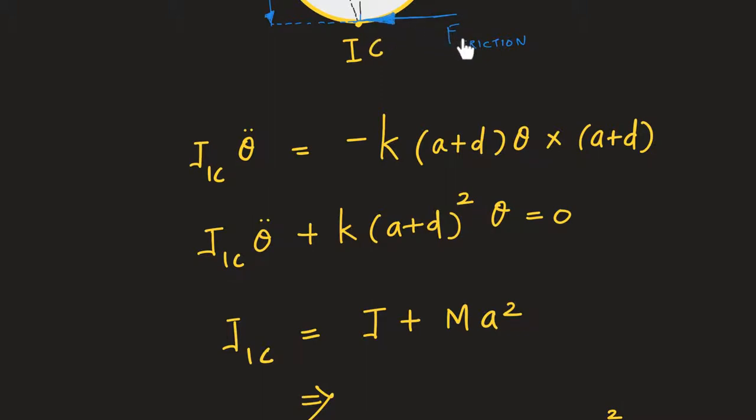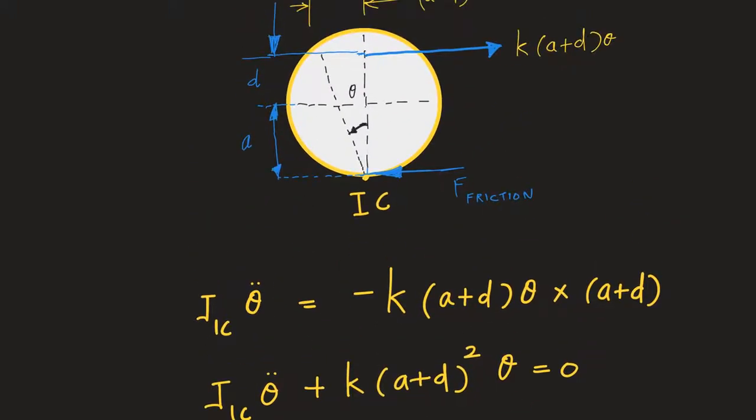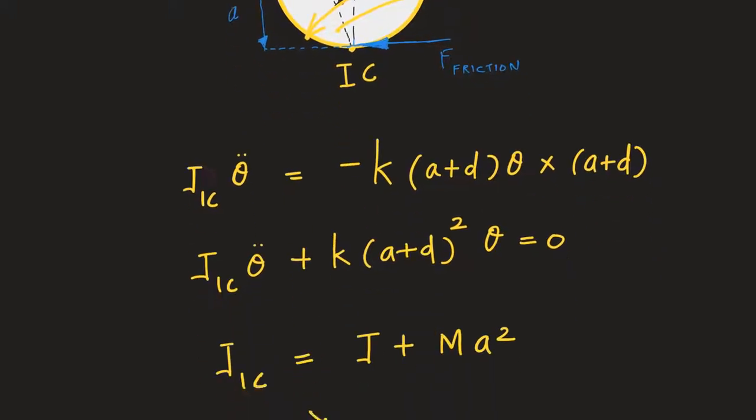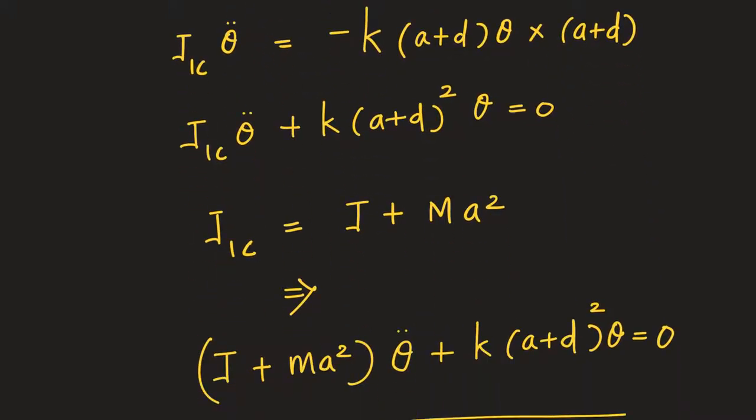There won't be any moment due to the friction force, because it is acting through the instantaneous center, so that won't cause any moment. J_IC is the polar moment of inertia of the system about the instantaneous center. And why is there a minus sign? Because the spring force is restoring; it is actually bringing the disk towards the opposite direction of theta. We defined this as the positive direction of theta. The spring force is trying to pull this disk back. Well and good. Now the rest of the stuff is simply plug and chug.